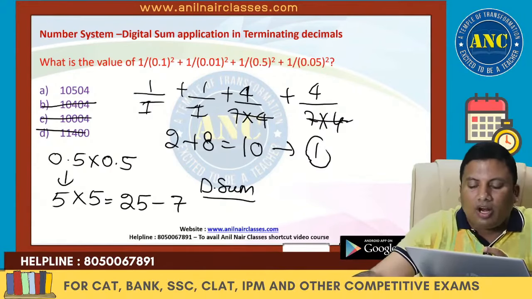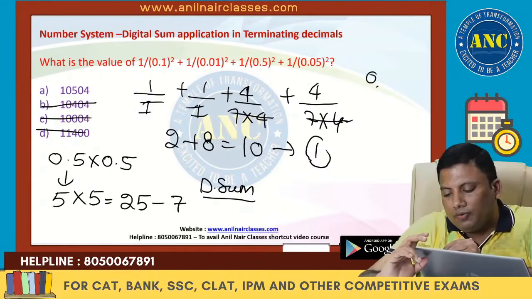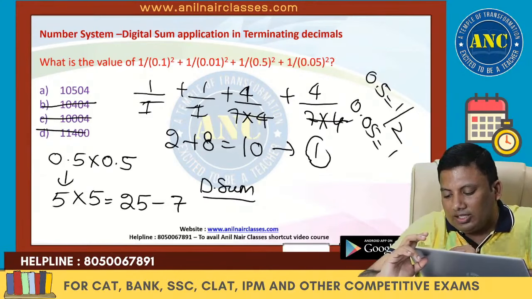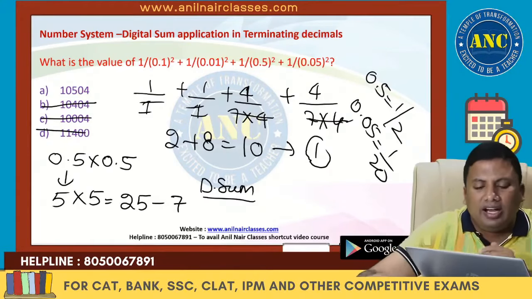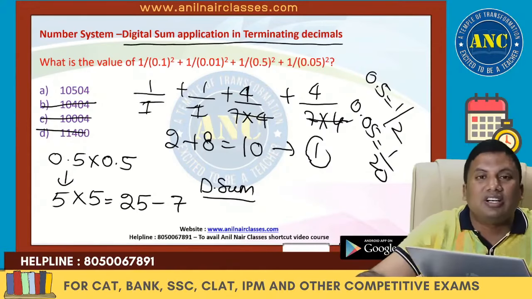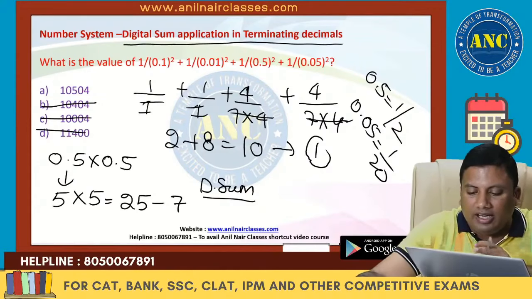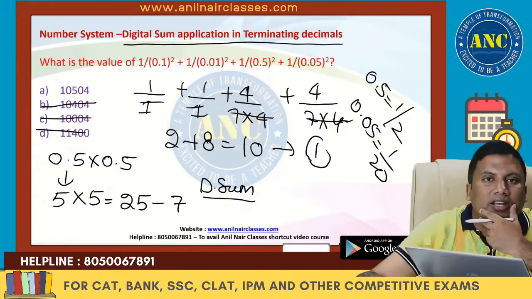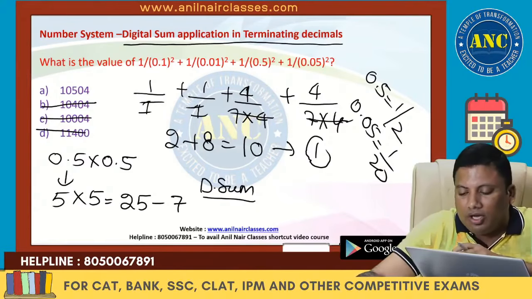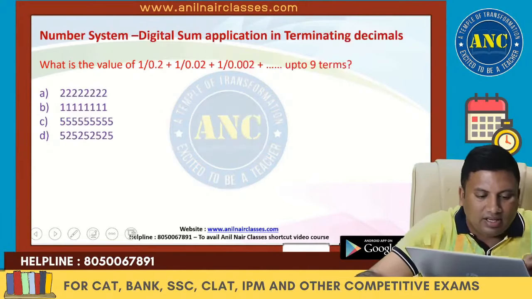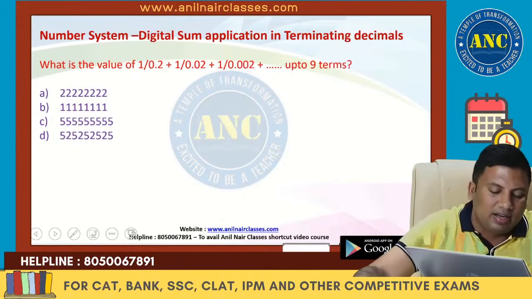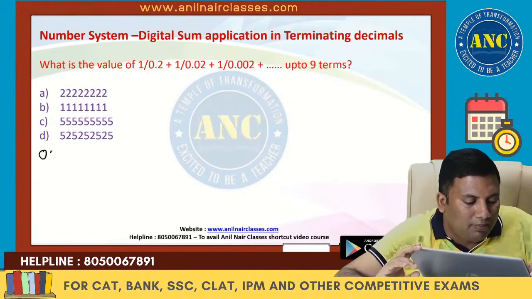Now, you can also convert 0.5 as 1 by 2, 0.05 as 1 by 20, and you can use it. That is the traditional method. The idea is to tell you how to use digital sum in terminating decimal problems. 5 square is 25, digital sum is 7. Multiply the numerator and denominator with 4. 25, 7, multiply the numerator and denominator with 7. I hope this idea is clear. Now you can use optimization.